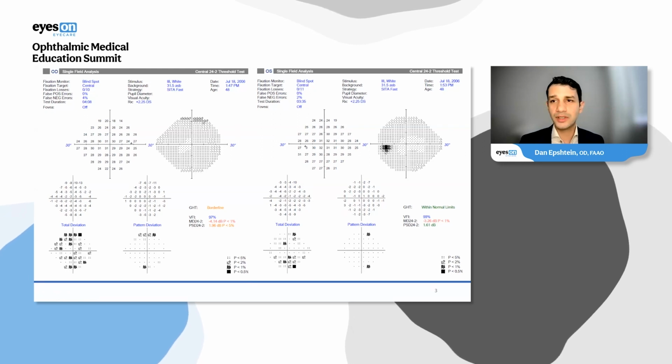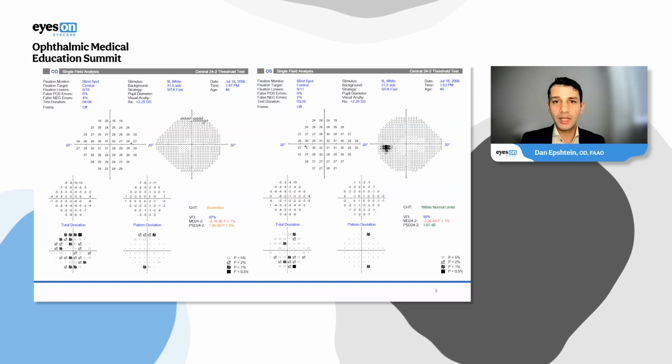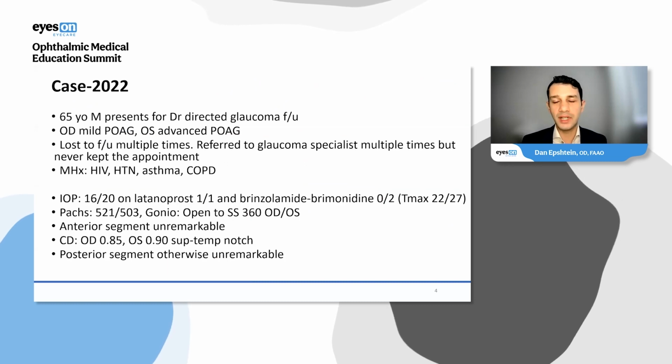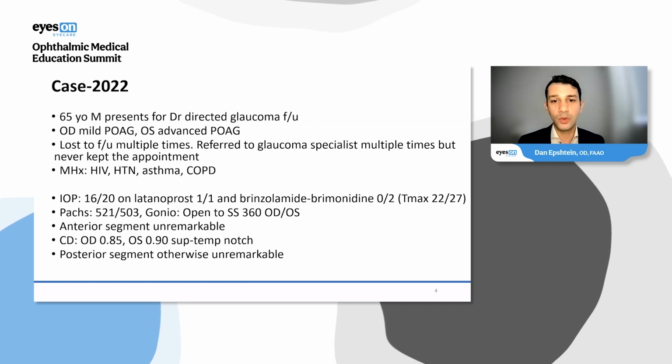And this patient wasn't always the best. He didn't show up every year for testing, but he was monitored for many years. And eventually, I see him in 2017. At this point, he's a glaucoma patient. Now I'm going to fast forward to 2022, which was one of my last exams with him.